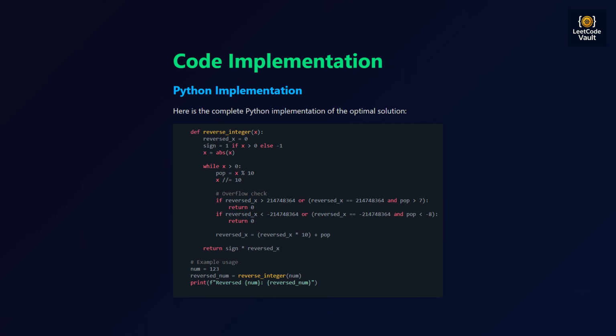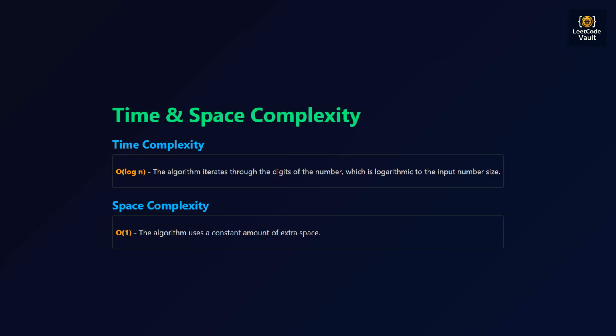Code implementation. Let's see the code in Python. We'll start by defining a function called reverse integer. It takes an integer x as input. We'll initialize a variable, reverse num, to 0, and a variable sign to 1 if the number is positive and -1 otherwise. Then we enter a while loop that continues as long as x is not 0.